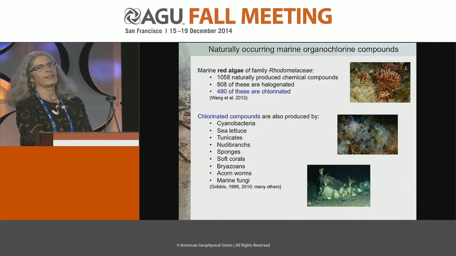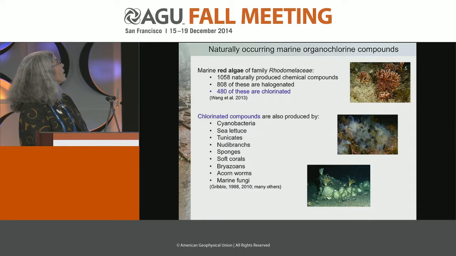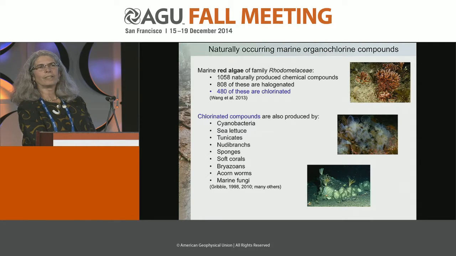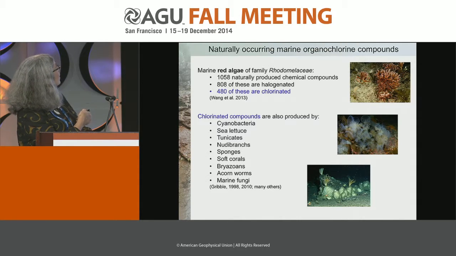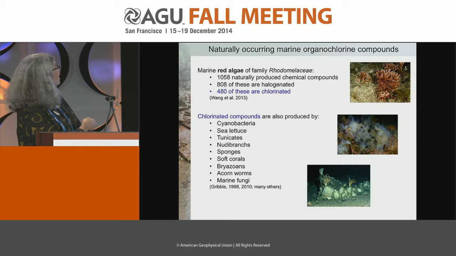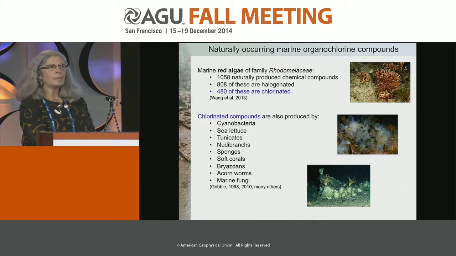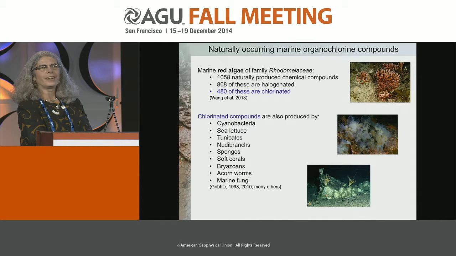This is something I knew nothing about. There's a lot in the environmental literature about man-made organochlorine compounds, but it turns out there are about 5,000 different naturally occurring organochlorine compounds, mostly in marine environments, but not totally. And just as an example, in marine red algae of this particular family, 480 different organochlorine compounds have been found in this single type of red algae. And chlorinated compounds are also produced by all kinds of other marine organisms. So maybe it shouldn't be a surprise to find chlorine associated with carbon in marine sediments.